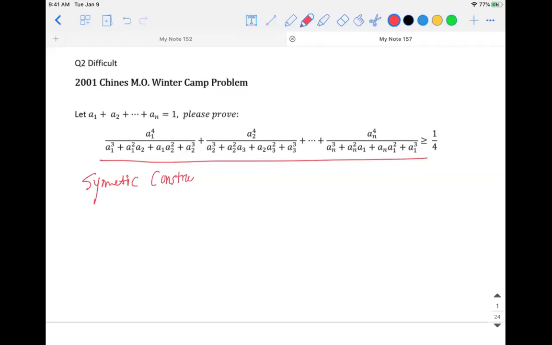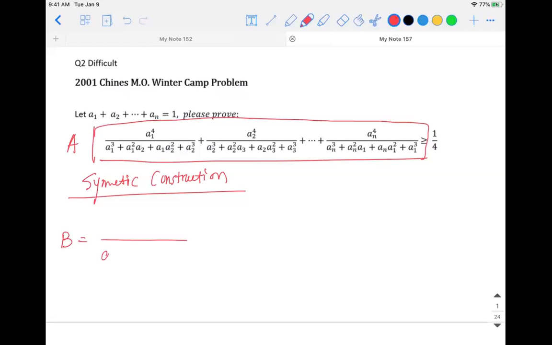Okay, this is actually something very important. When you see something symmetric, when you do the construction, you want to construct something symmetric. So how are you going to do the construction? How to make something symmetric? Let's say I'm just going to let this guy equal to A, right? This is the big thing. I want to create something quite symmetric to A. So this is what I'm going to create. I'm going to keep everything the same as the denominator.